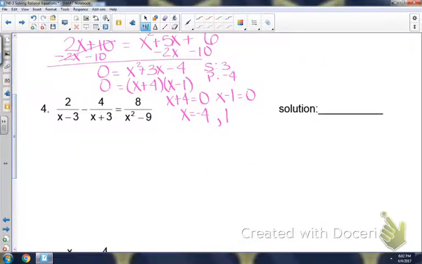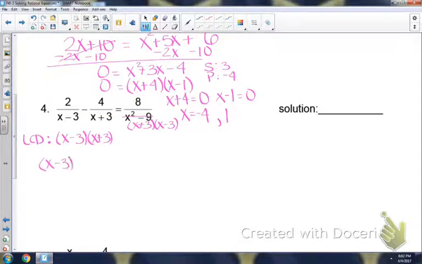Okay, number 4. You find the LCD first. So first denominator is x minus 3. We can't factor it, so I'm bringing it down. Second denominator is x plus 3. I do not already have an x plus 3, so I need to bring it down. The third denominator is a difference of squares. You're going to factor that to x plus 3, x minus 3, and we already have both of those in the LCD. So that would be our LCD there.